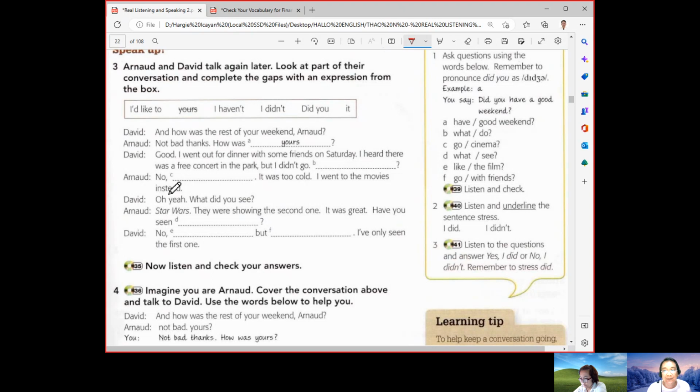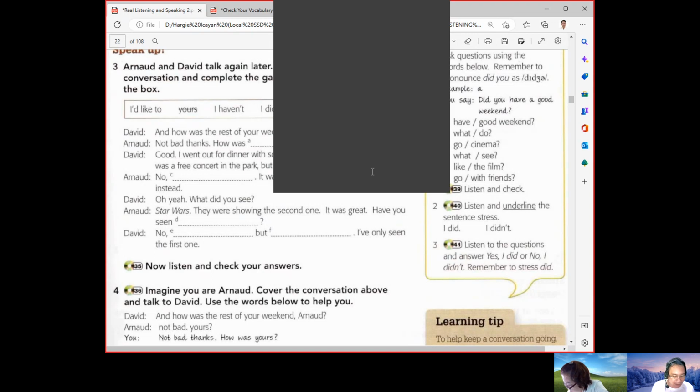So what do you think would be the correct answer in here, Tao? Free concert in the park, but I didn't go. So, what do you think? I'd like to. I haven't. I didn't. Did you? Because this one is a question, right? But I didn't. Yes. So, what do you think? Did you? Yes, that would be correct.